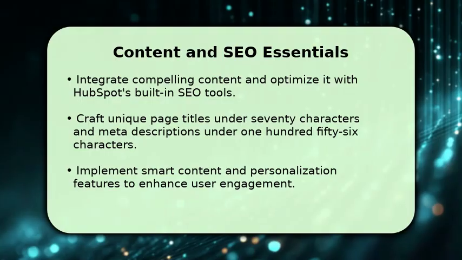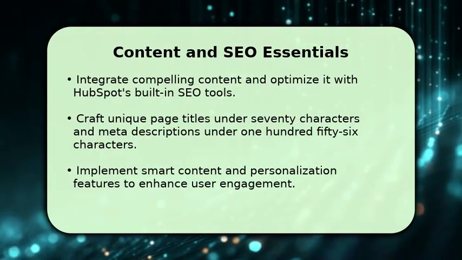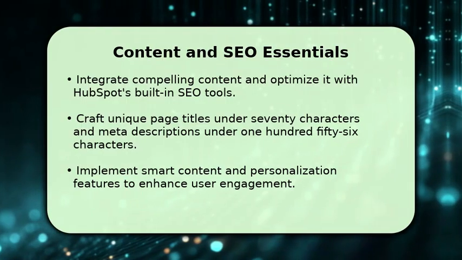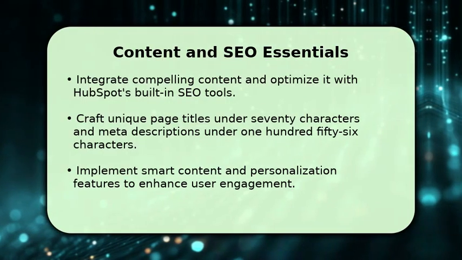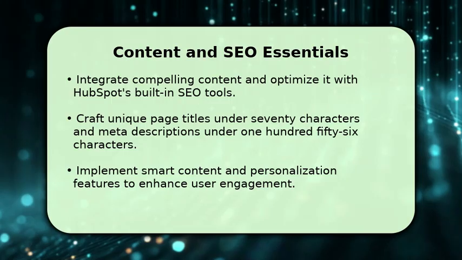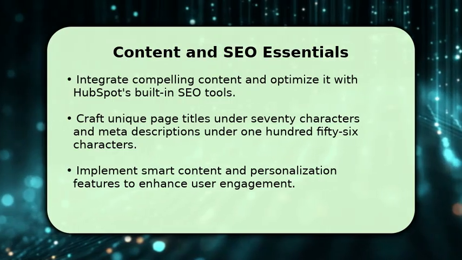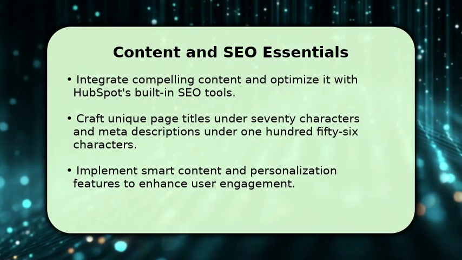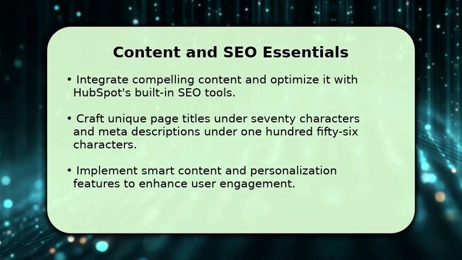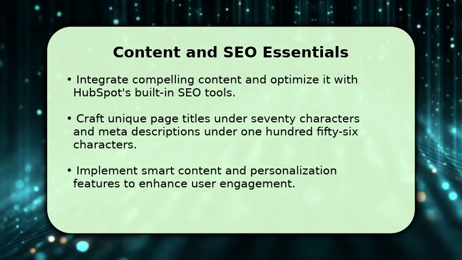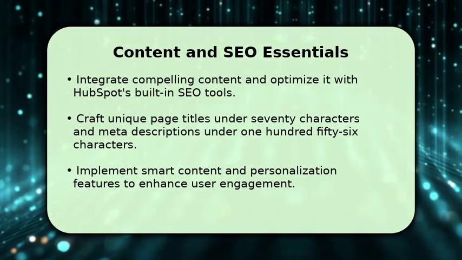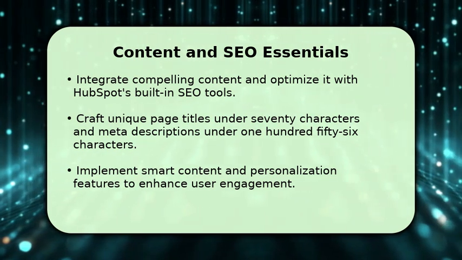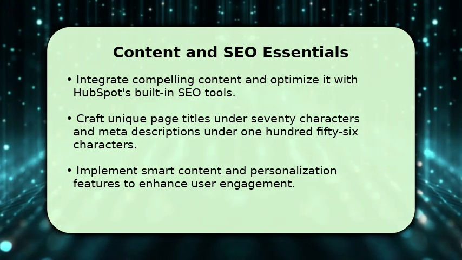Next, focus on your content and search engine optimization. HubSpot's CMS provides built-in SEO tools, offering tailored recommendations for every page. Ensure your page titles are under 70 characters and meta descriptions are under 156 characters, including relevant keywords. You can also implement smart content and personalization features, like dynamic content blocks, to tailor experiences for different user groups, potentially boosting engagement and conversion rates.